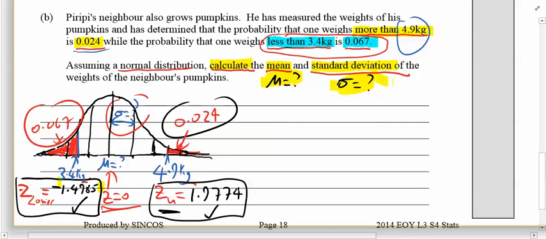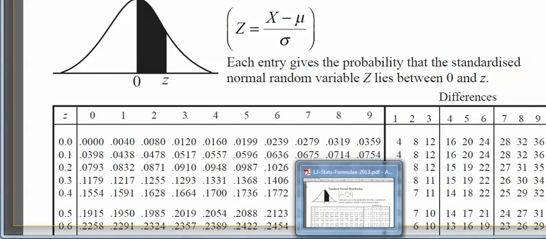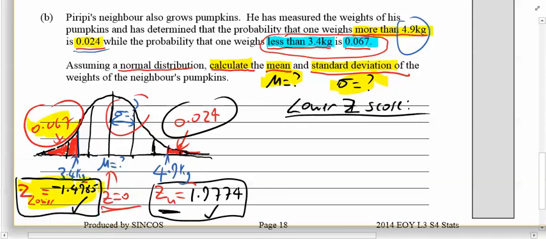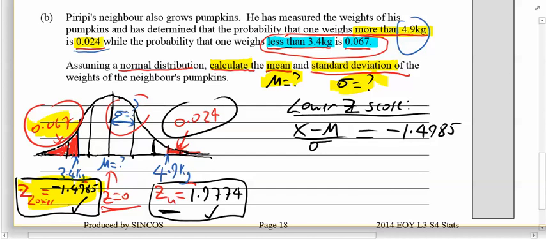So let's write down what we do know. We do know the formula, x minus the mean divided by the standard deviation equals z. So let's have a wee play with that. Okay, so when in doubt, sub in what you do know into that formula. So if we start with the left-hand z score of negative 1.4985, so let's sub that in. So we're going to be using the information on the left and subbing that in. So z is negative 1.4985. What else do we know? We know the x value is 3.4 kg, so we'll sub that in too. We don't know the mean or standard deviation yet.